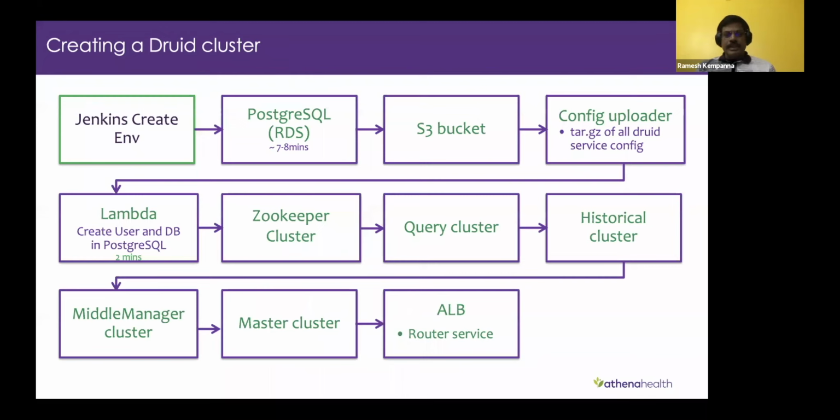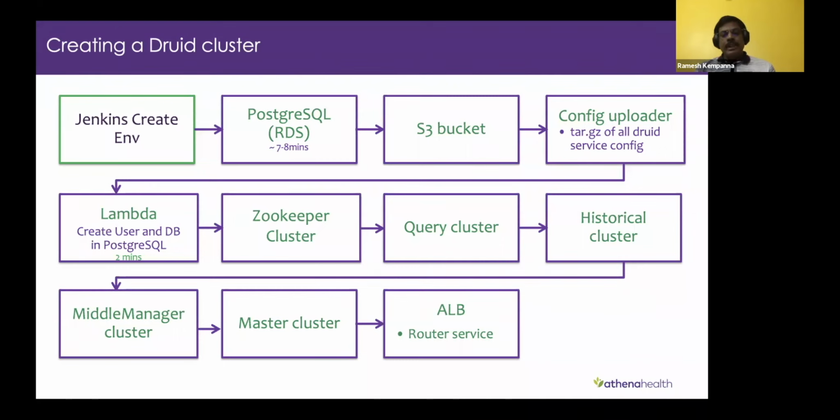So as part of the prerequisites, we create the metadata store, which is the PostgreSQL. And there's an S3 bucket, which is used for the deep store. So these two get created. And then we have a bunch of code which pulls from the repo, creates a tarzi file, and then uploads that to the S3 bucket, which was created.